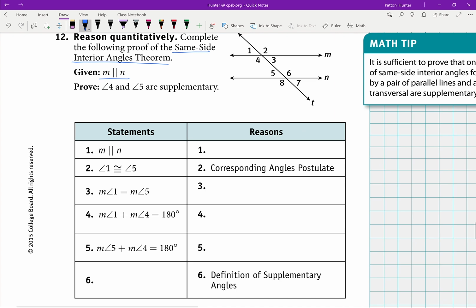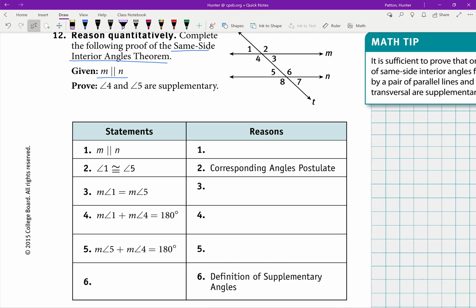All right, number 1, we want to give the reason for statement 1, which is that M is parallel to N, and of course that's just the given. Step 2 of the proof tells us that angle 1 is congruent to angle 5, and that's by the corresponding angles postulate. Remember, we're able to use this postulate in our proofs because the postulate does not need to be proven. Okay, so we didn't have to prove the corresponding angles postulate first to be able to use it in a proof. So I know that angle 1 is congruent to angle 5 because they're corresponding angles.